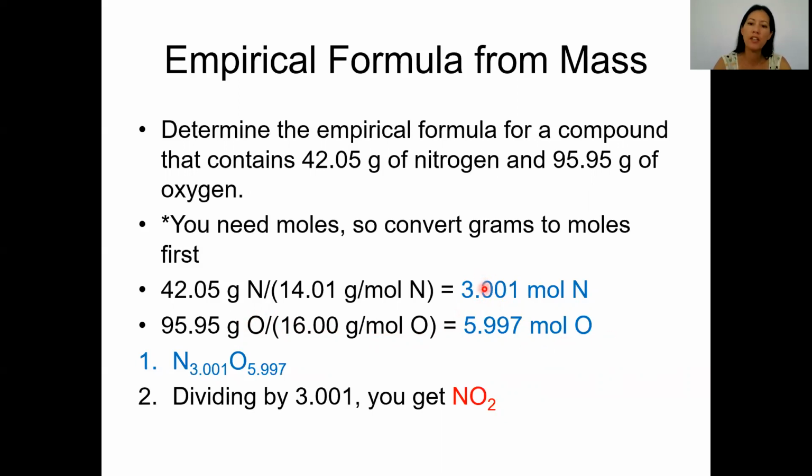So hopefully you could see you basically have 3 to 6, or 1 to 2. You can put those numbers as subscripts, and dividing by the smallest number, you get NO2. If there's just a 1, you omit it. We don't write 1 in a formula. So nitrogen dioxide.